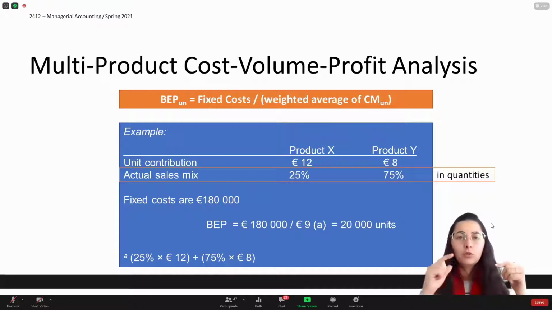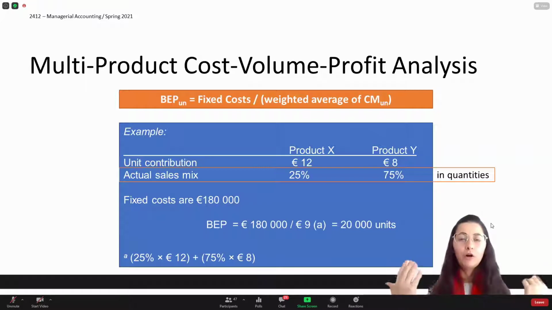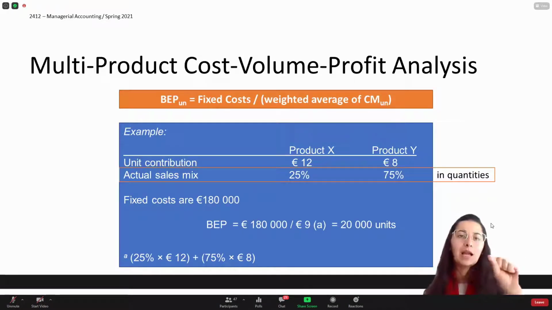Then if we want to know how many units we need to sell of each product at break-even, we take these 20,000 units and multiply: for product X, 20,000 times 25%, and for product Y, 20,000 units times 75%. Okay?